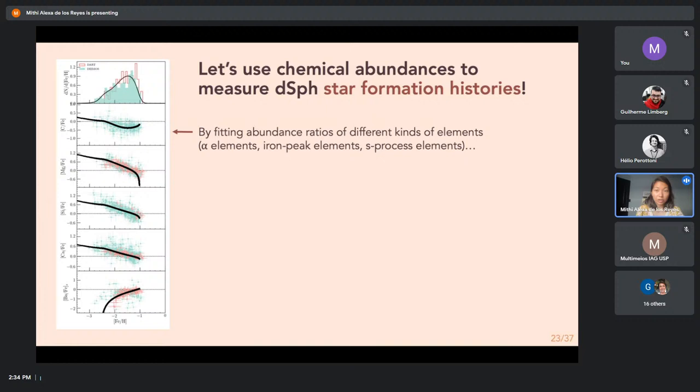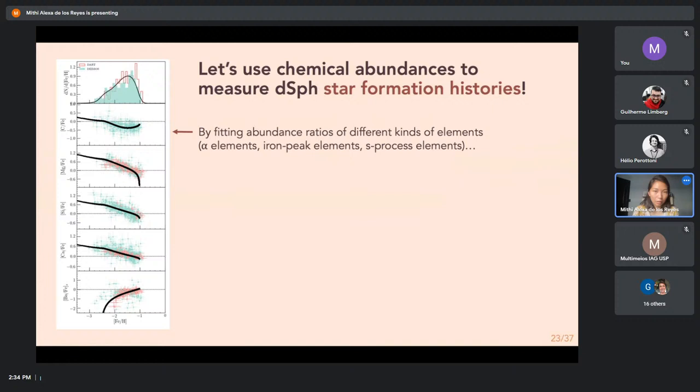So alpha elements like magnesium, which are mostly produced by core collapse supernovae. Iron peak elements like iron, so here's the metallicity distribution function, but also S process elements, or elements that are mostly produced by AGB stars. So this is really helpful because AGB stars sort of get at the intermediate time range between really massive core collapse supernovae and relatively low mass stars that explode as type 1a supernovae. So AGB stars sort of tell us about this intermediate time range.